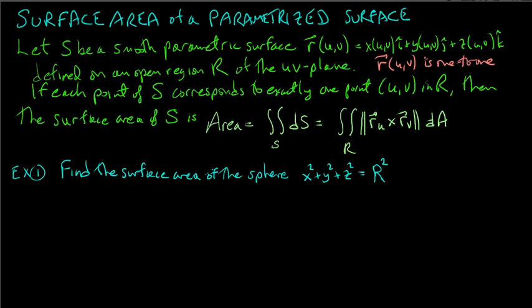Okay, so first thing we need, of course, is the parameterization, and I'll just remind you of that. We've done it many times before. So we're going to leave the r on the outside because that's a constant radius.